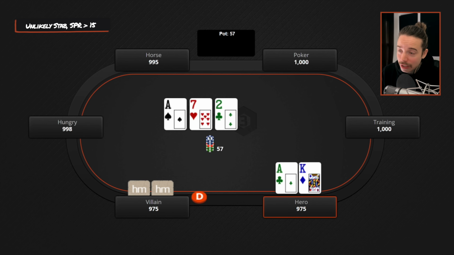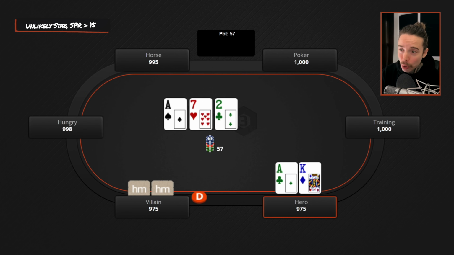For example, if we would check to our opponent and if they would stab on this board, and if we would check raise, we would just generate a ton of folds from weaker ace X. Even if our opponent has a hand like ace jack or ace 10 or something like that, if we check raise, bomb the turn, and jam the river, well, there's just not many draws out there that our opponent can put us on, and we're probably just going to be getting a lot of folds.